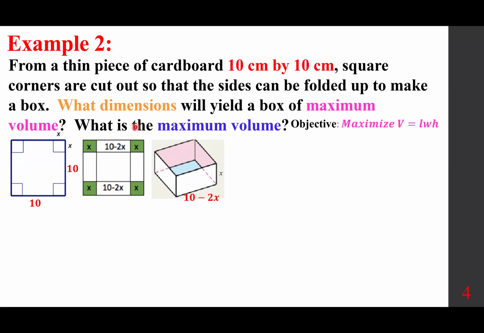Subject to what we just did, the constraint says the height is x, and the width as well as the length are both 10 minus 2x. So now we can make V a function of x by replacing the length and width with 10 minus 2x, and h with x. We get x times (10 minus 2x) squared.